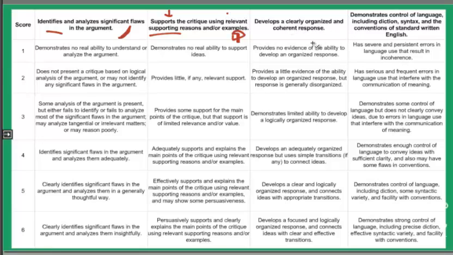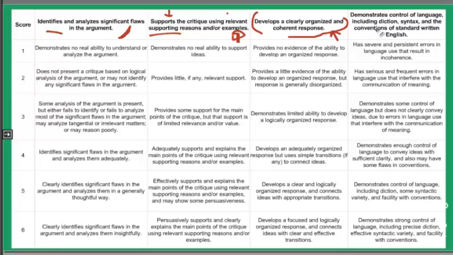Develops a clearly organized and coherent response. Remember I told you how the transitional words are important, how the flow of information is important, whether you are giving proper examples or not, the entire organization part. There needs to be an introduction, and the introduction needs to end with a specific type of sentence. Then you move into the flaw finding, then the conclusion, and the entire flow. You are going to get some points on that.